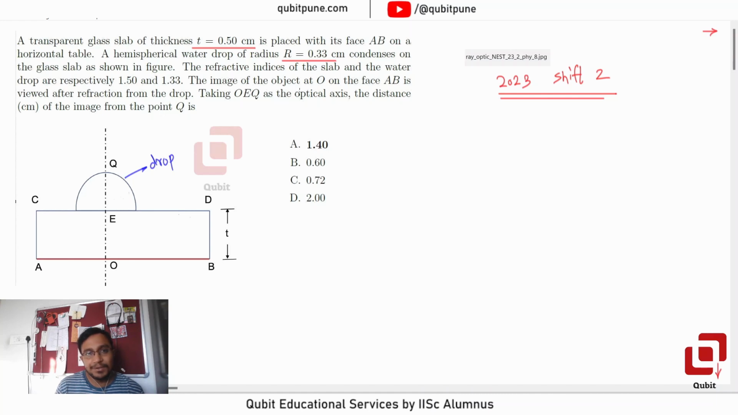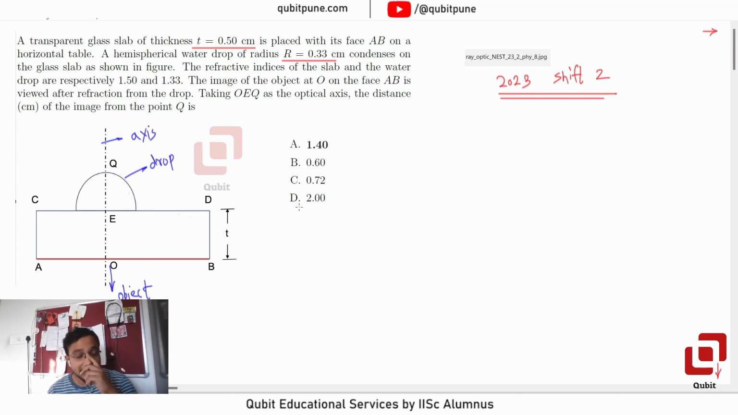The image of the object at O, which is on the face AB, is viewed after refraction from the drop, taking OEQ, this line, as the optical axis. The distance in centimeters of the image from the point Q is: 1.4, 0.6, 0.72 and 2.00.